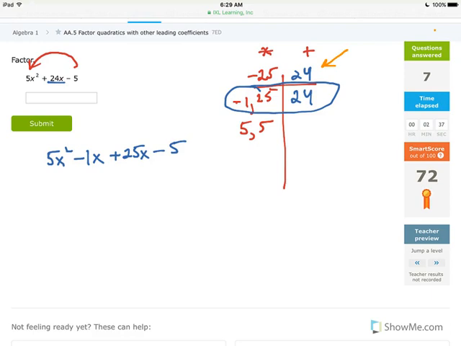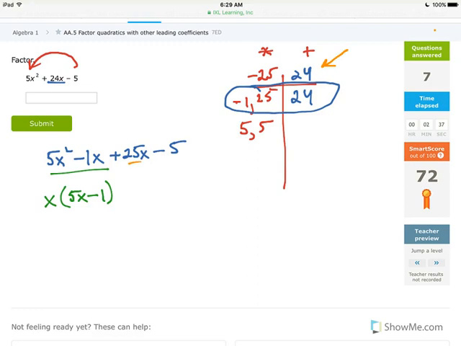So what's common on the first group? Looks like you can factor out an x, and 5x minus 1 will be left behind. And then check it. x times 5x is 5x squared. x times a negative 1 is negative 1x.